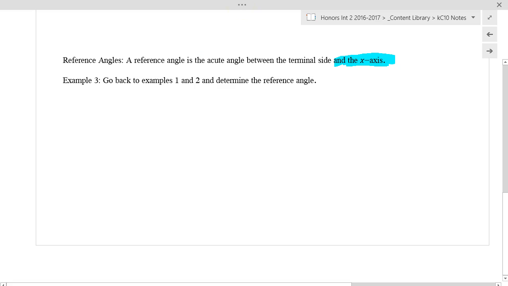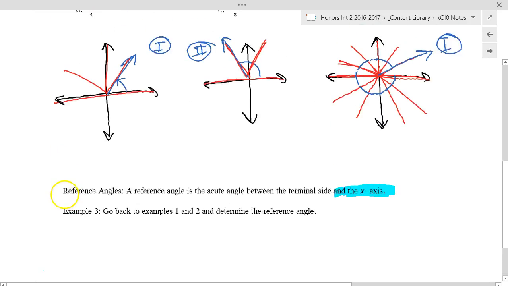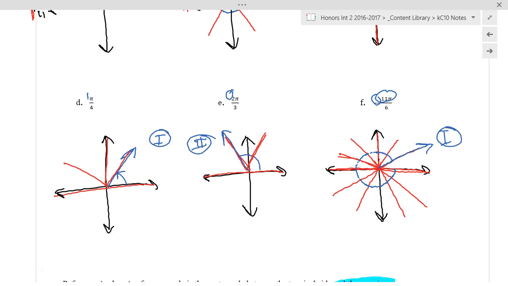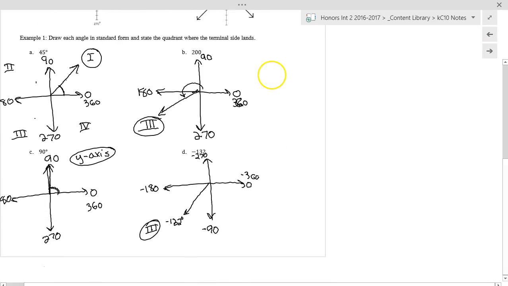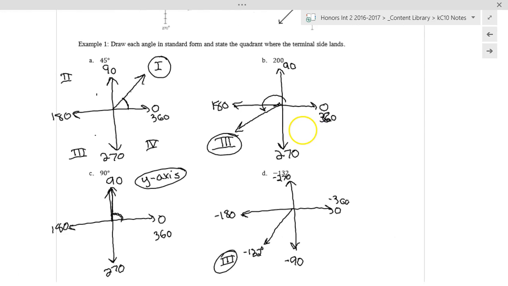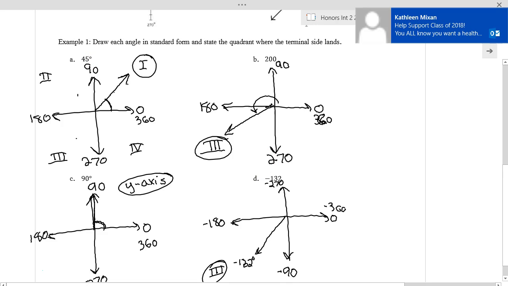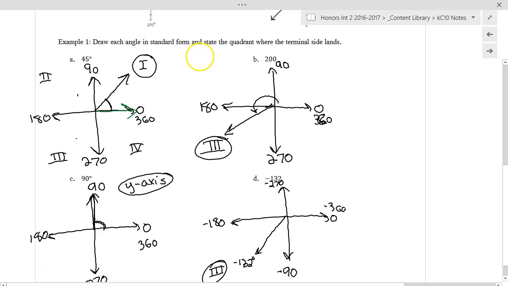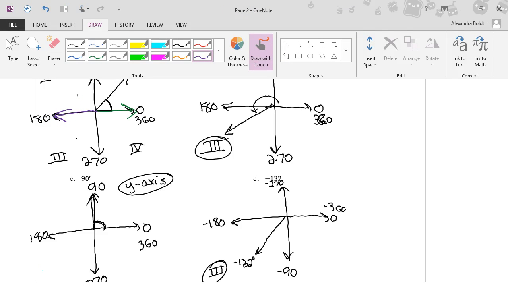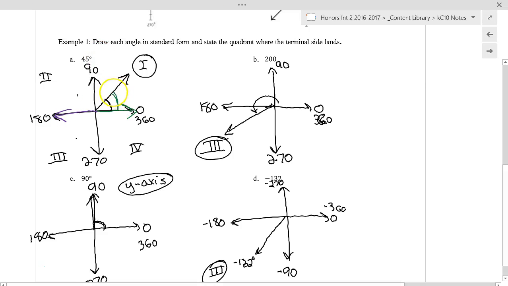We'll start with our first ones. We're going to look at both our degrees and our radians that we drew. And we are going to look for our reference angle. So we always want to see, is it closer to the positive x-axis or the negative x-axis? This line is closer to the positive x-axis. So our reference angle is just how far away is it?